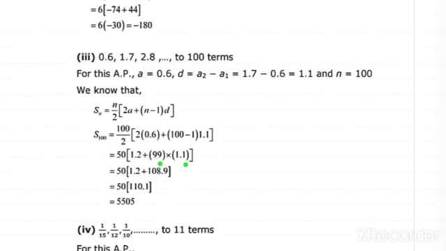with 1.1. So 1.1 multiplied by 99, that is 108.9 over here. So 108.9 plus 1.2, that is 110.1. So 110.1 multiplied by 50, that is 5505 over here.